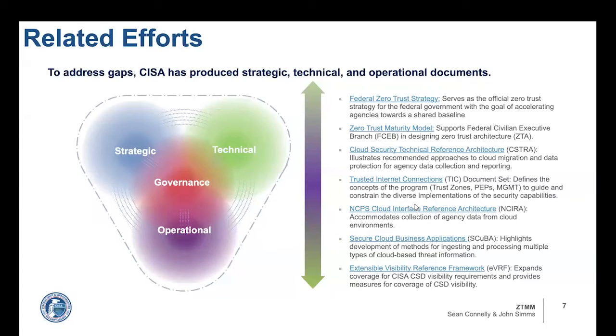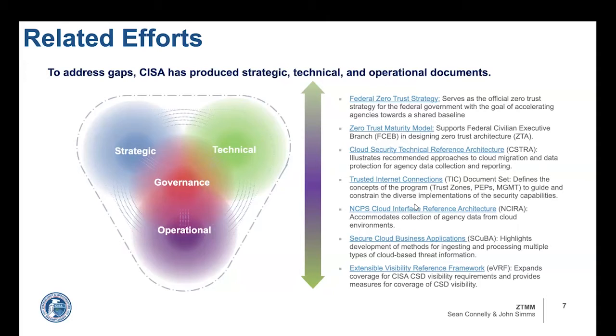So some of our related efforts really focus on strategy, technical, governance, and operations. And on the right side of the slide here, you'll see there are a number of publications that CISA has either led or been involved in to advance cybersecurity, starting with the Federal Zero Trust Strategy, which is referred to as OMB Memorandum 22-09, our Zero Trust Maturity Model, which we're going to talk about today, and one of the deliverables out of the Executive Order 14028, the Cloud Security Technical Reference Architecture. These are key documents that really support some of the core elements of Zero Trust.